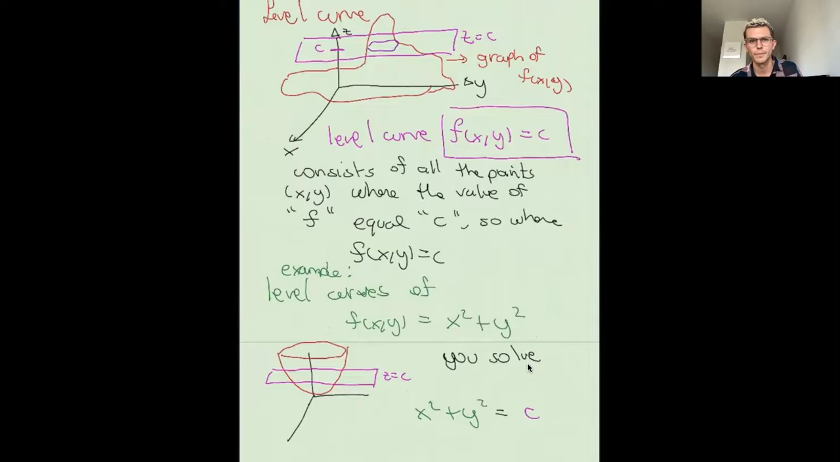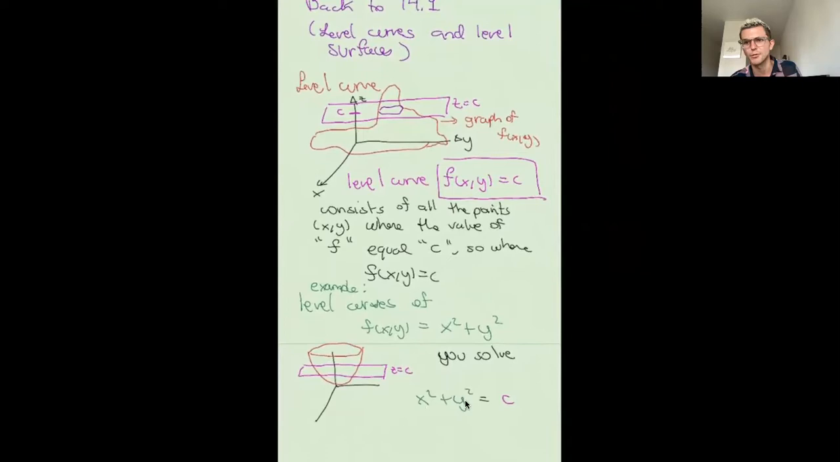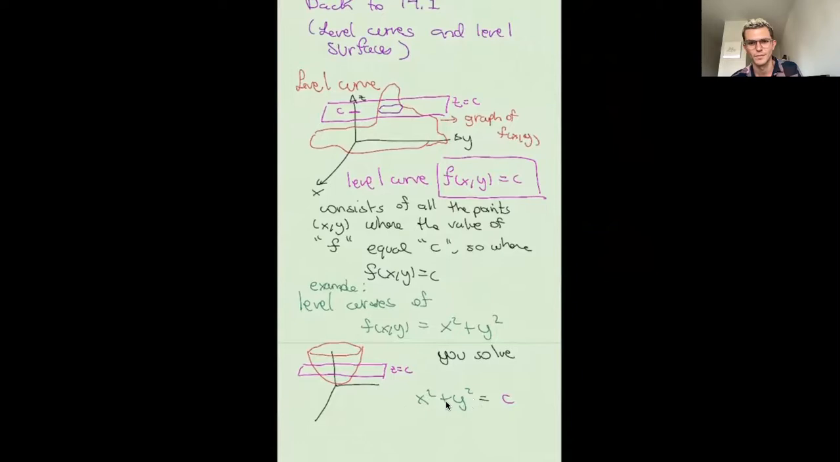And from here, you have to recognize this as a curve on the xy plane. So what does this curve look like? What's the equation of this? It's a circle of radius square root of c, right? So you recognize this as a circle.